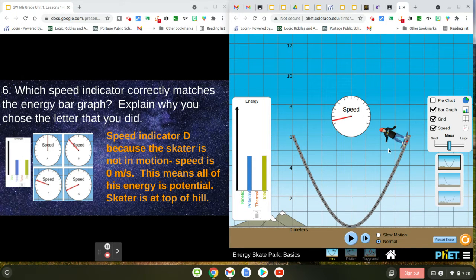All right, so there we have it. Letter D is where the potential energy is the most, kinetic energy is the least here. This means all of his energy is potential. The skater is at the top of the hill, as we can see.